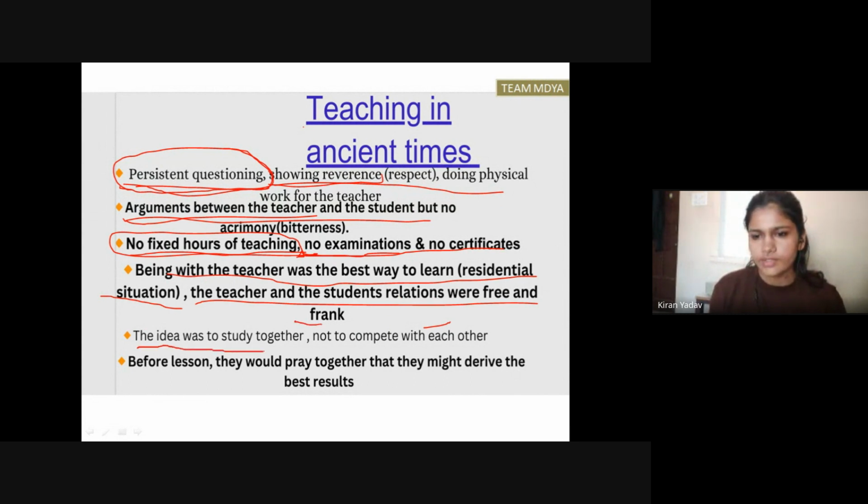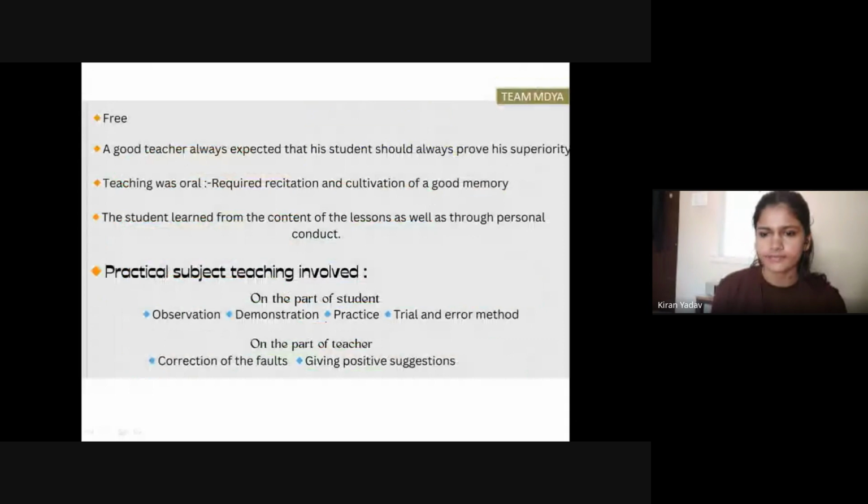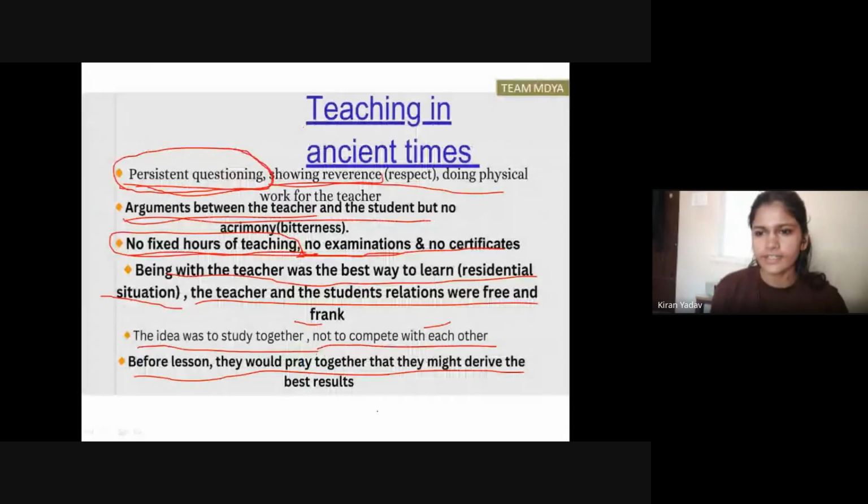The idea was to study together, not to compete with each other. There was no examination, no test, no quizzes, so no competition was there. Before the lesson, they would pray together that they might derive the best result. So before starting the class, they used to set the intention for the class to derive the best results. So is this slide clear to you all?